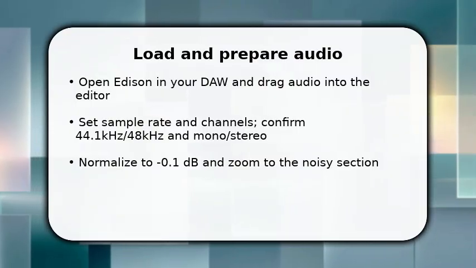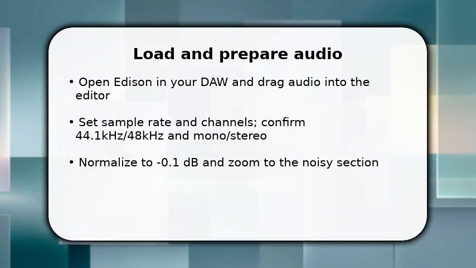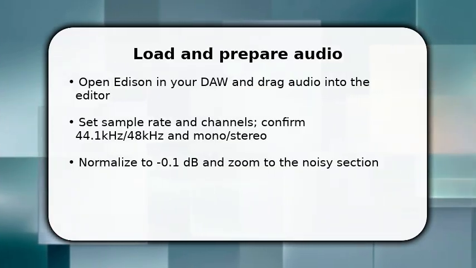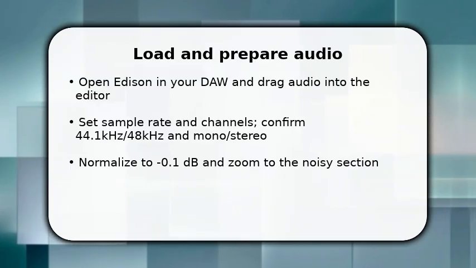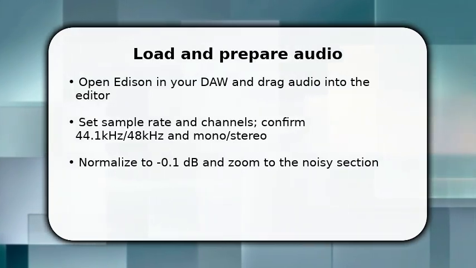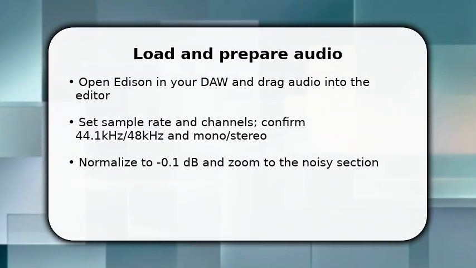You start by loading the file into Edison and checking sample rate and channels so processing matches your project. Once done, normalize to around -0.1 dB to reveal quieter noise without clipping.